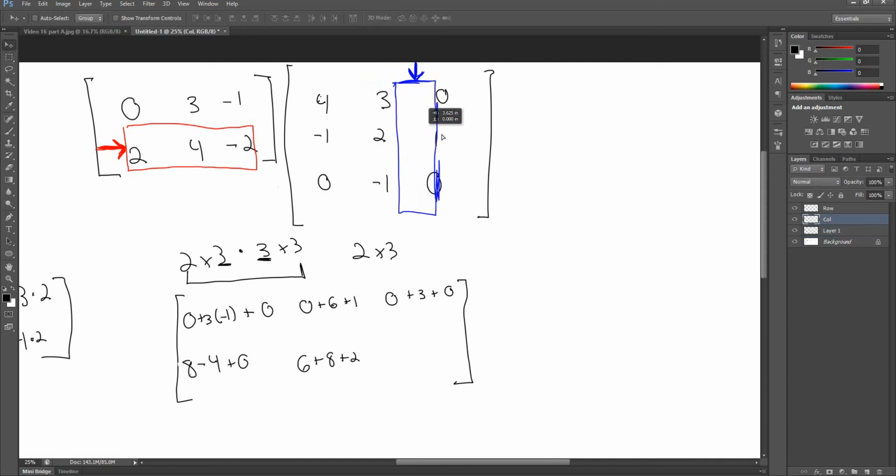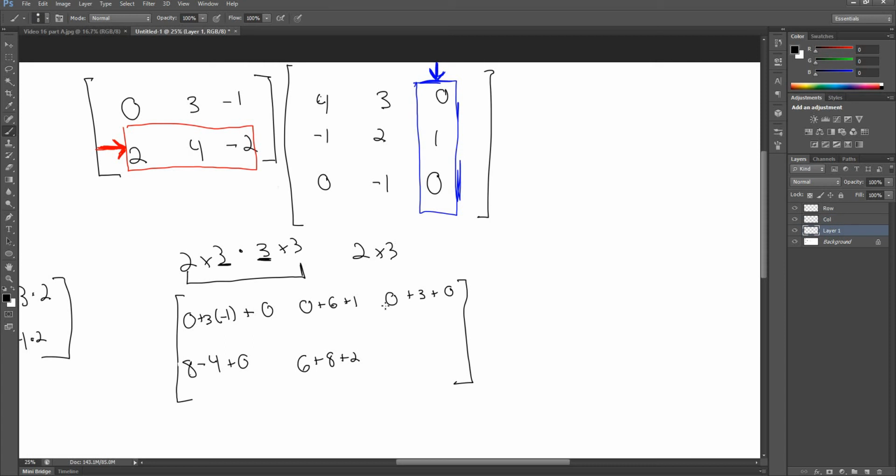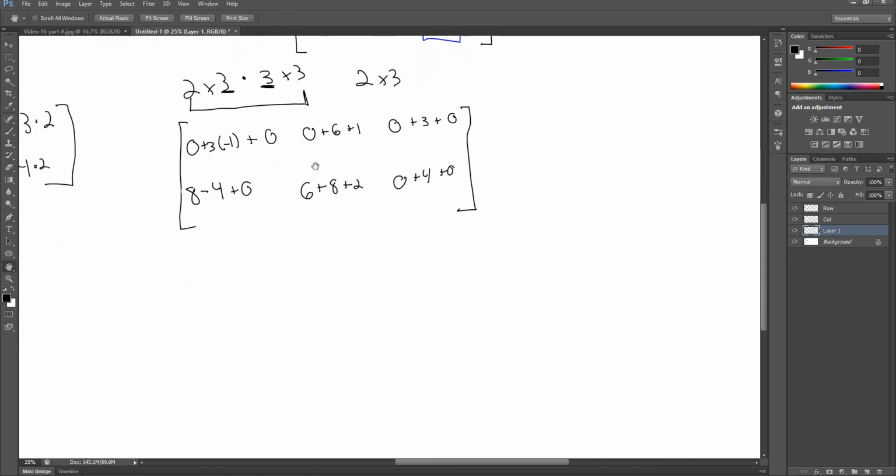So now I can move my column over again. And once again, we're going to have 2 times 0 is 0, 4 times 1 is plus 4, -2 times 0 is plus 0. So all that's left to do is complete the sums. So I'll have -3 in this first one. I'll have 6 plus 1 is 7. I'll have 3. And then I'll have 4. This is 14, 16. And 4.